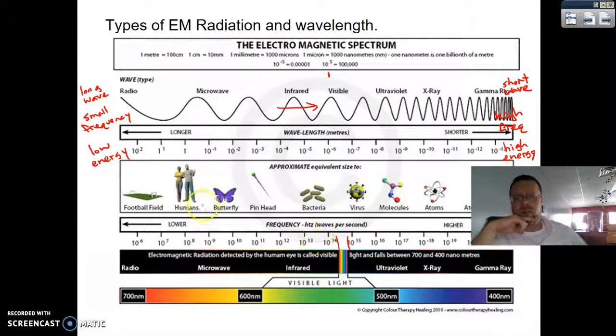Okay. Now, if you examine just the visible spectrum, you can say the same thing with different colors of light. The red end of the spectrum would have the longest wavelength, the smallest frequency, and the lowest energy of all the colors that you can see. And the opposite would be true for the violet end of the spectrum. The violet end of the spectrum would have the shortest wavelengths. It would have the fastest frequency, and it would have the highest energy of all of those colors.